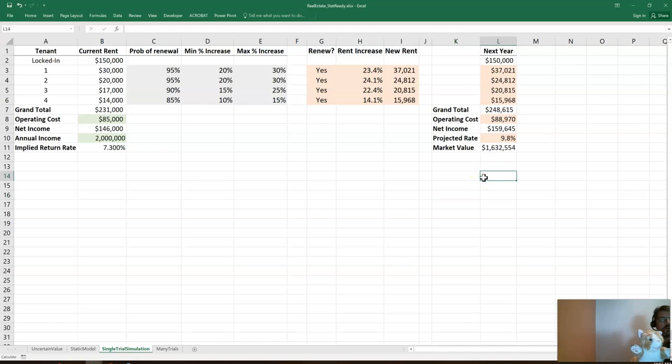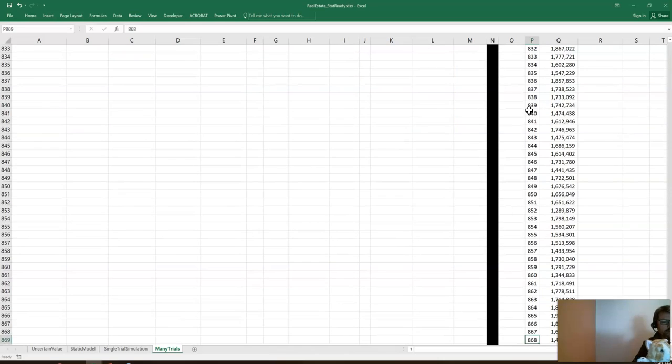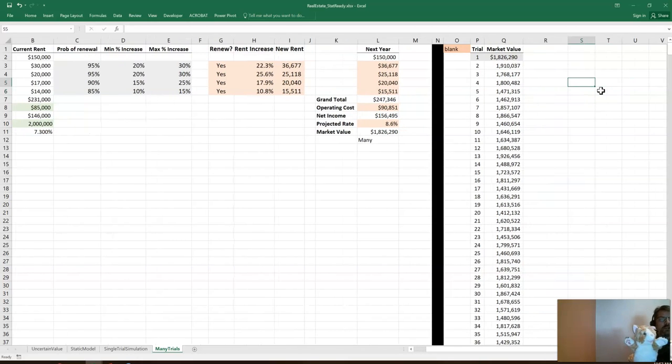So here's the single trial. What might happen next year if we wait to sell the commercial real estate. And then here, we click. Is the mini trials. And we did 868. Why did you do 868 instead of 1,000 or 500? I just wanted to show students that 1,000 isn't a magic number. You know, many trials is many trials. I think it's kind of silly. Well, that's fine for you.